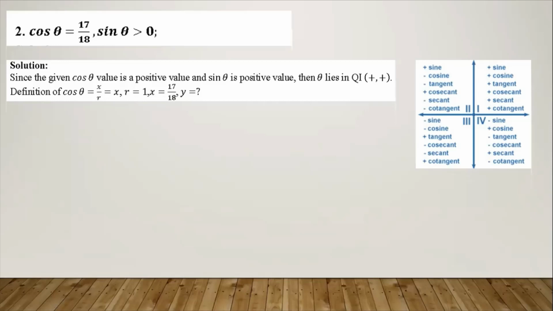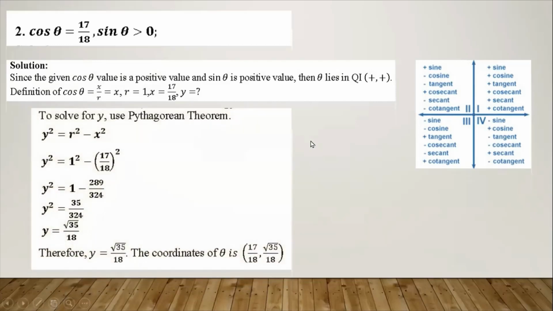Since the given cosine theta value is a positive value and sine theta is a positive value, then theta lies in quadrant 1. And for the definition of cosine theta, that is equal to x over r, or just simply equal to x, because r is equal to 1 and our x value is 17 over 18. And we need to solve for y.